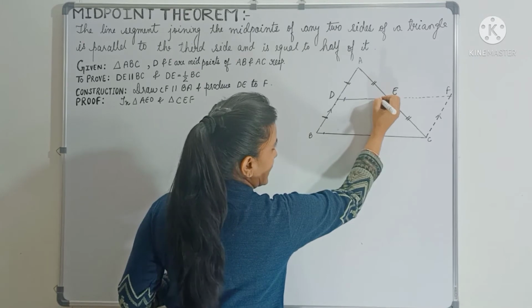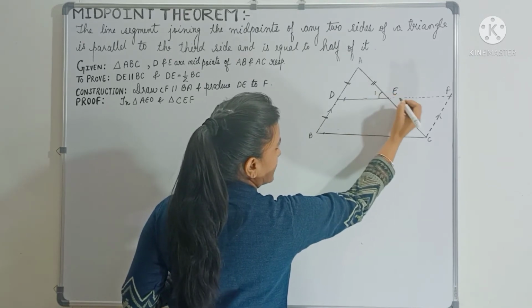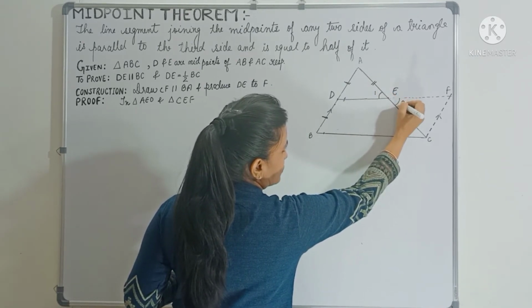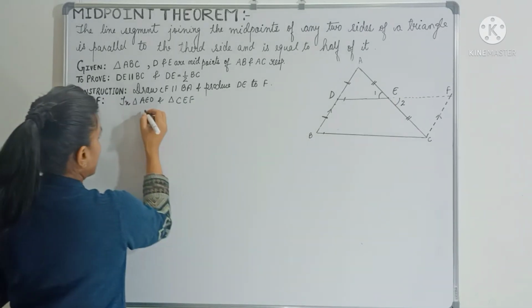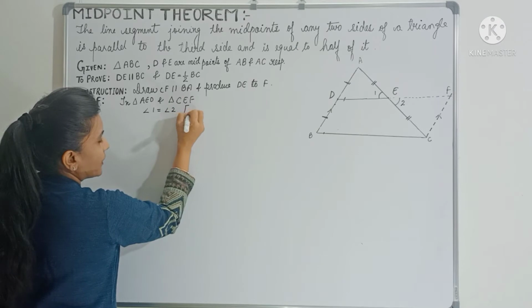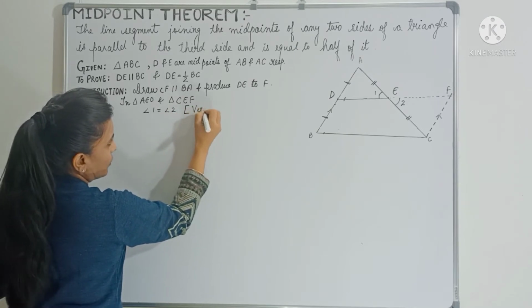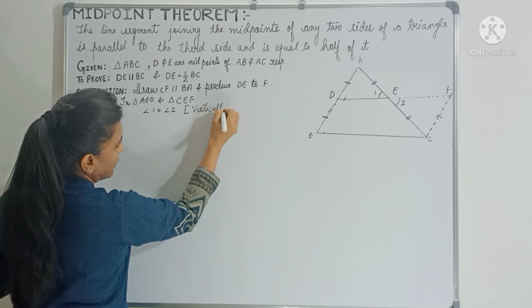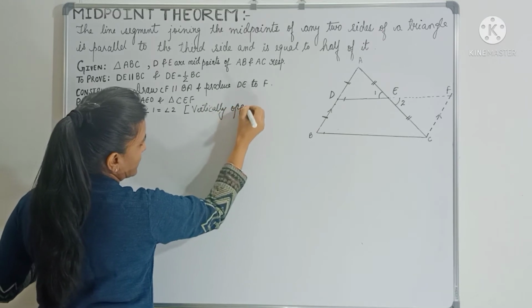So here, can I say that angle 1 is equal to angle 2? Yes, angle 1 is equal to angle 2. Why are they equal? They are vertically opposite angles.